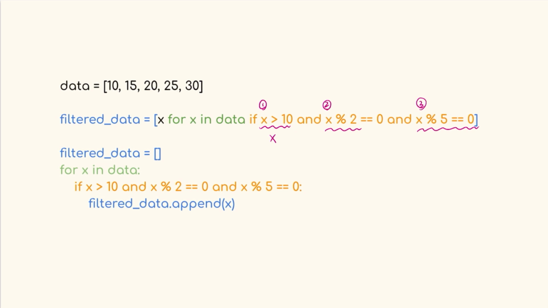Next, x equals 15. It satisfies the first condition, but not the second, so it is not in our output. 20 satisfies all three conditions, 25 does not satisfy the second condition, and 30 satisfies all three conditions. So our output contains values 20 and 30.